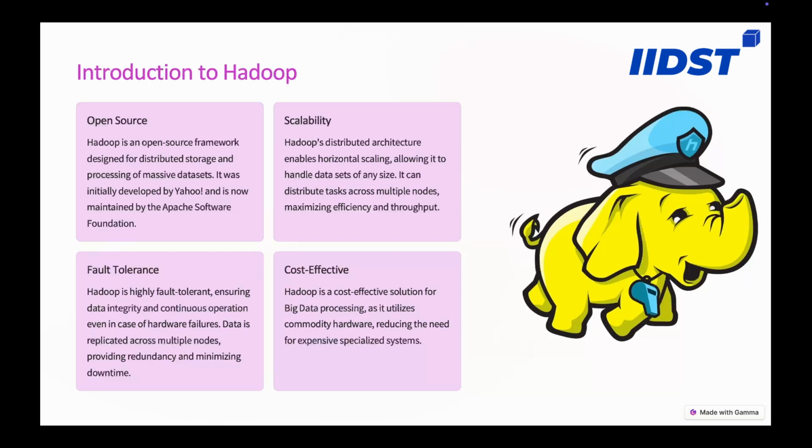Scalability. Hadoop's distributed architecture enables horizontal scaling, allowing it to handle datasets of any size. It can distribute tasks across multiple nodes, maximizing efficiency and throughput. So what this means is that Hadoop has horizontal scaling. There are essentially two types of scaling: horizontal and vertical scaling.